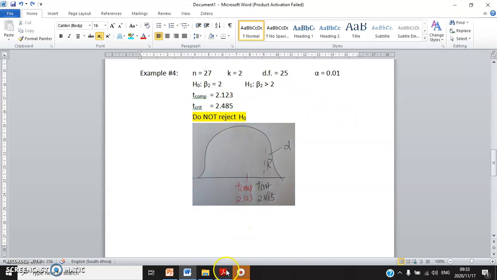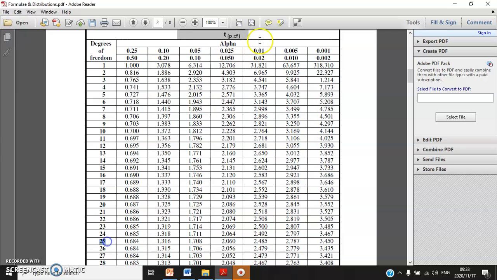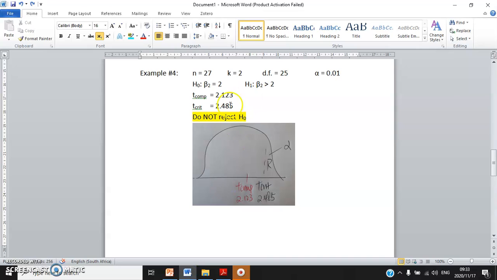So degrees of freedom is 25. Alpha is 1%. One-sided right tail test. So the top row of the t-table gives me my full alpha. So critical t-stat is 2.485. Okay.